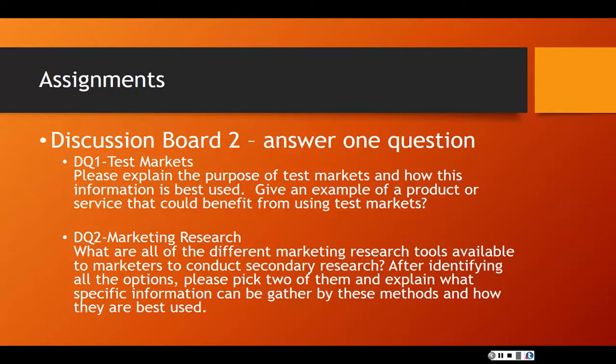So answer one question by day 3. By day 6, go and post replies to at least 2 replies to the other question.